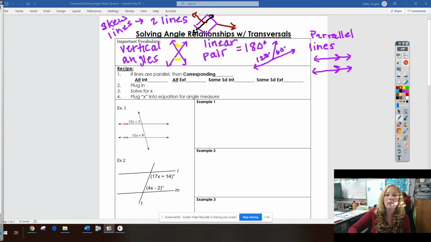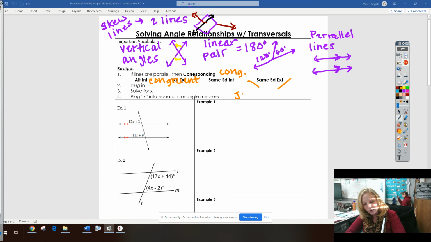All right, our alternate interior and our alternate exterior. Any time I see the word alternate and I have parallel lines, I need to remember that those are congruent. I didn't leave a lot of space here, so these are both congruent. If I'm looking at corresponding angles, those are also congruent. Now, if I'm looking at the same side angles, whether it be interior or exterior, those are going to be supplementary, which goes with our linear pair and 180 degrees.